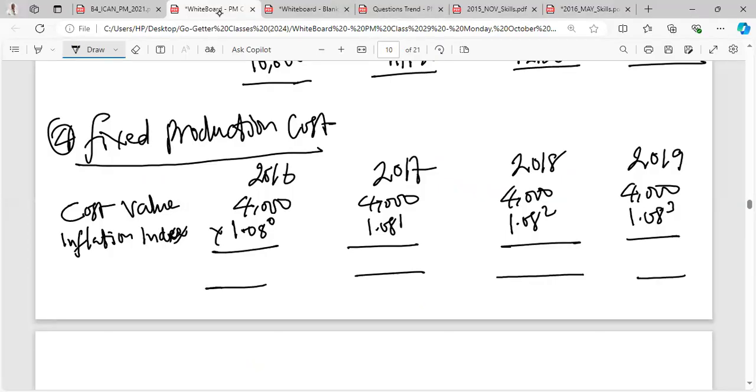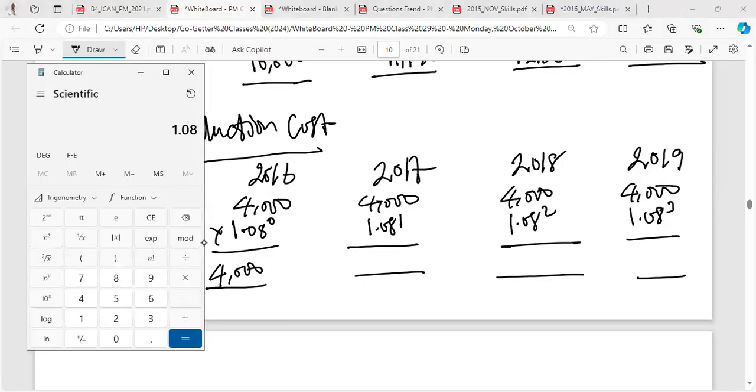Anything raised to power 0 is 1. 1 times 4,000 is 4,000. All right. So this one we are going to do now. 1.08 multiplied by 4,000. That will give me 4,320.